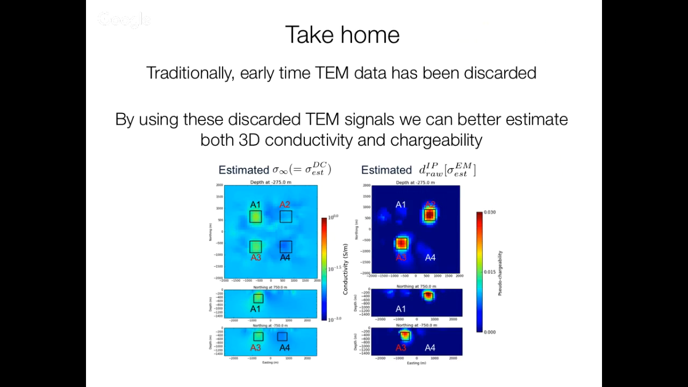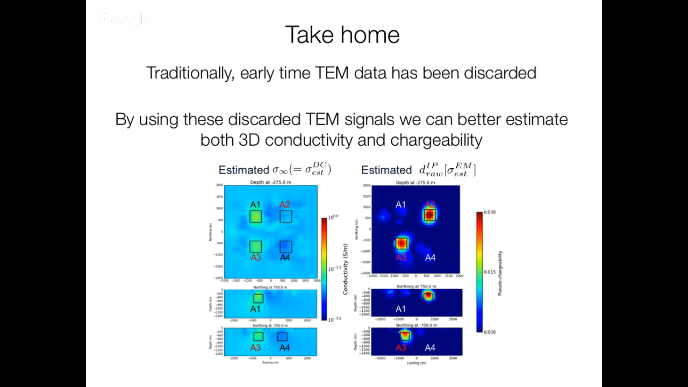So, what are people doing? In my shallow data, we just chop off the portion of data straight after the current turns on or off and just discard it. Yeah, you chop it out. But even if you chop it out, there might be some portion of that that you might think is still contaminated with the induction effects.